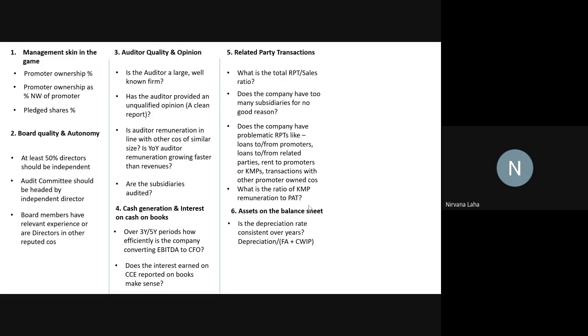So on the balance sheet, some things you need to check is, do you guys know depreciation? Kunal, do you know what depreciation is? Can you just simply explain it? When the assets get old due to wear and tear, it depreciates its value. Correct.